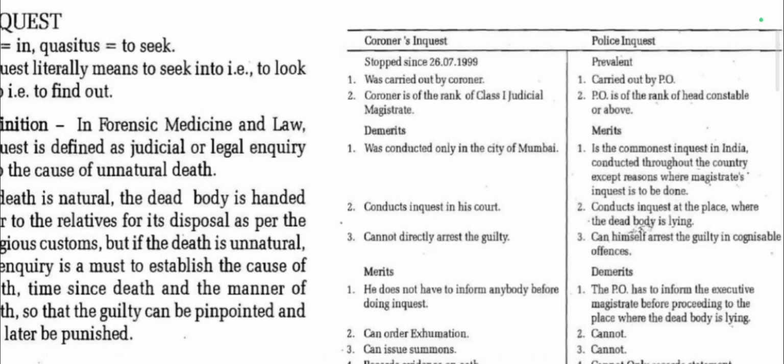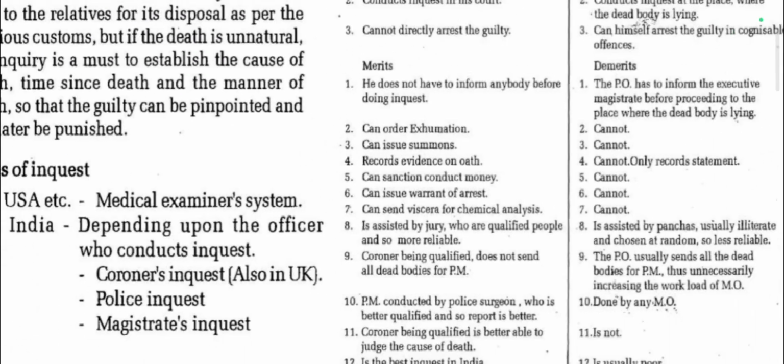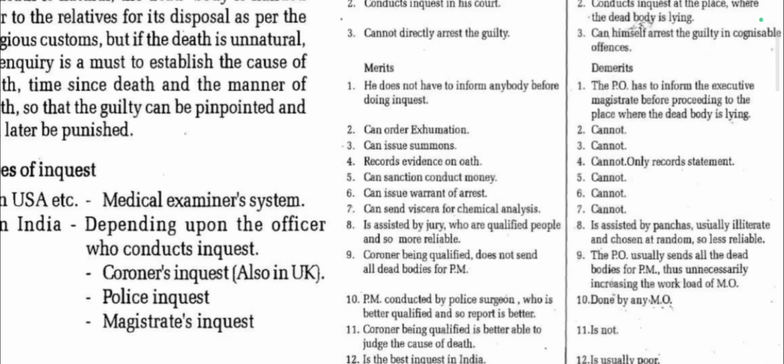Okay, now we'll be learning about the merits first. What are the merits? He does not have to inform anybody before doing inquest. Can order exhumation. What is exhumation? Digging out the dead body if that dead body is buried. That is called exhumation. Ex means out, humation means dead body, like that.